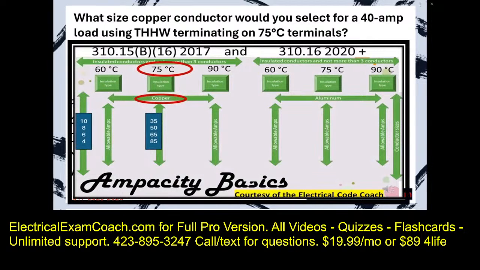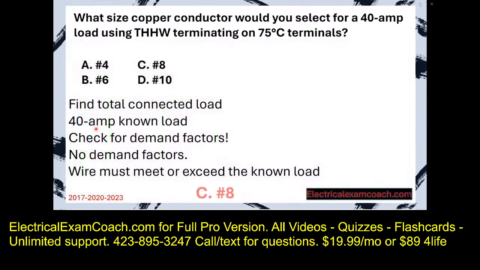We head to our primary ampacity table, and the first thing we're going to do is check the type of conductor. It's copper, so we're going to start on the left-hand side of the table. We're in the 75°C column because that's our terminal rating. Then we're going to slide down and find a wire that meets or exceeds the known load, and we find out that it's an 8-gauge conductor. And we select C. Great job!